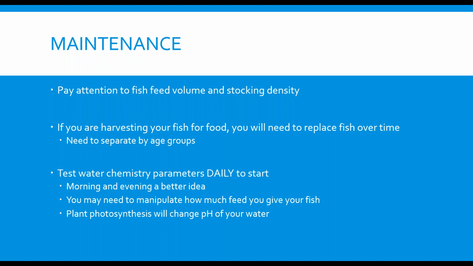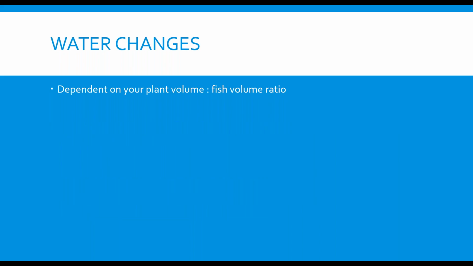It is extremely important that you test your water chemistry parameters daily when you're starting out. It's even better if you can test them first thing in the morning and in the evening, because you may need to manipulate how much food you're giving your fish over the course of a day, especially when you're starting out. Plant photosynthesis will change the pH of your water. Now, hopefully you have enough buffers in there to make sure that it's not swinging too far all over the place. But it's very important that you test your water chemistry parameters daily to start, because there will be significant changes depending on how many veggies you're adding to your fish system.